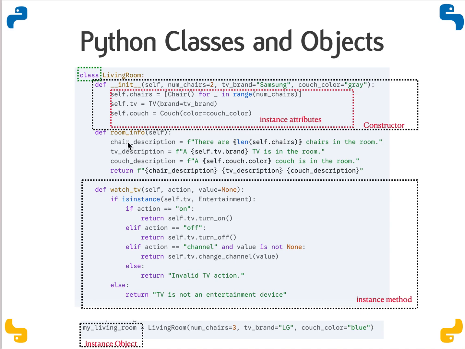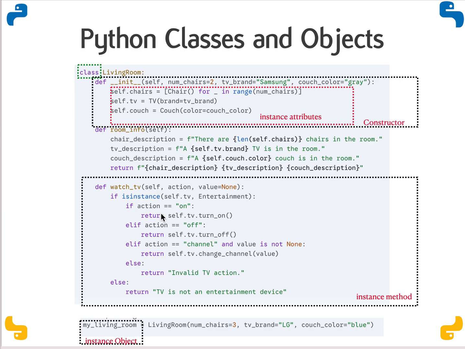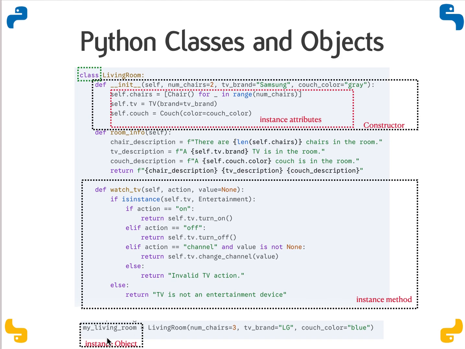And we have the instance methods like room info and watch TV. Here is an example of creating an instance object named my living room.